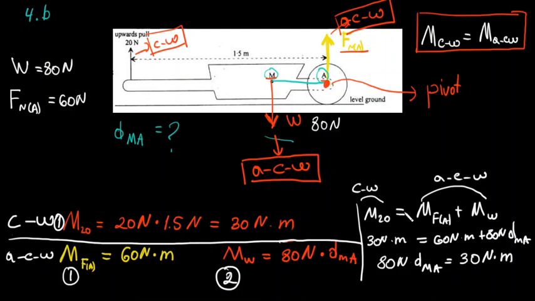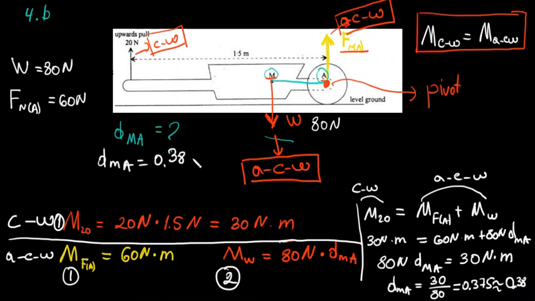So d_MA is equal to 30 divided by 80. This is going to give me 0.375, and if I round it up, it's going to be approximately 0.38. So it means d_MA is equal to 0.38 meter. And this is the solution.